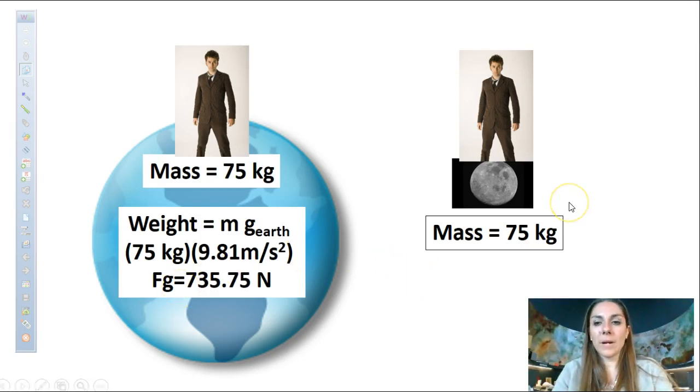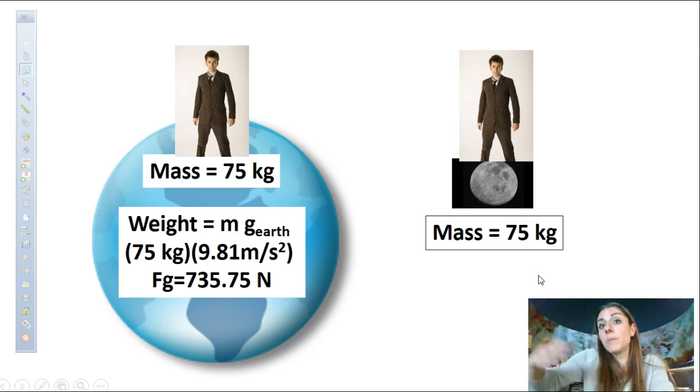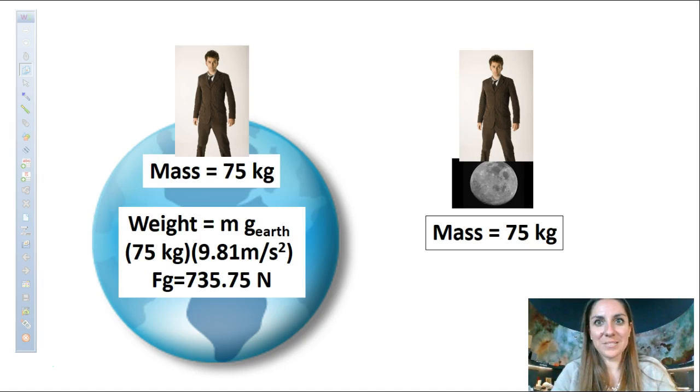But what happens is, if I go to the moon, for example, and I put that person on the moon, their mass is the same. So in other words, they are made up of the same amount of stuff, unless this person lost a leg or has grown an appendage. Really unlikely. But also the point being is their mass doesn't change.